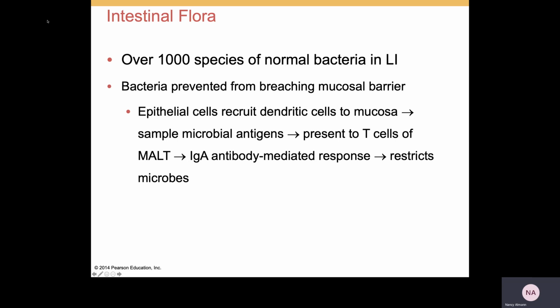We have over 1,000 species of normal bacteria in the large intestine, and they are prevented from getting past the mucosa because there are dendritic cells within the mucosa which sample the antigens of the microbes and will present them to T cells of mucosal-associated lymphatic tissue. You will have an antibody-mediated response, specifically IgA, which will help restrict any potential invasion of microbes.